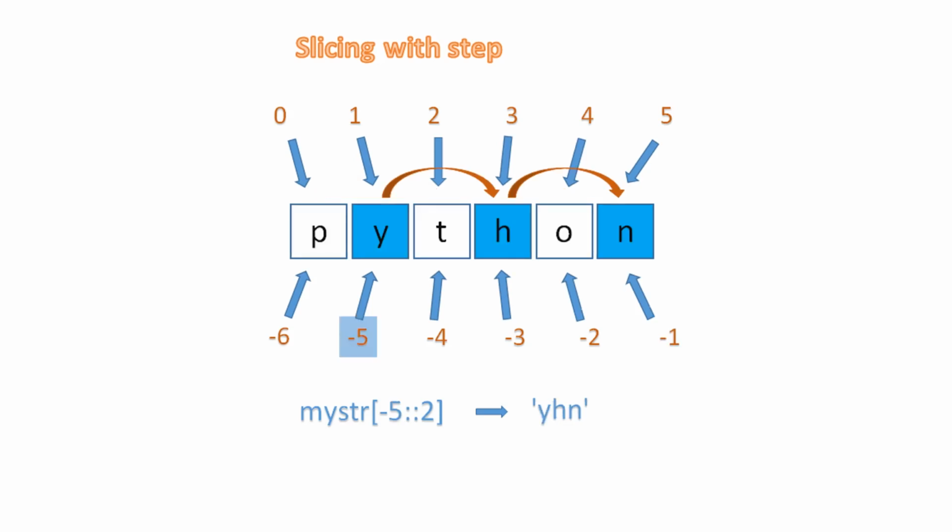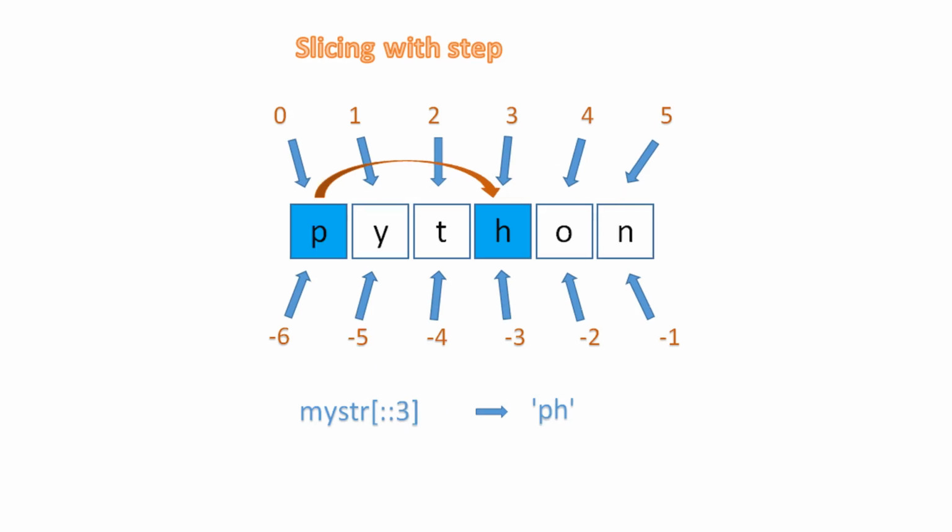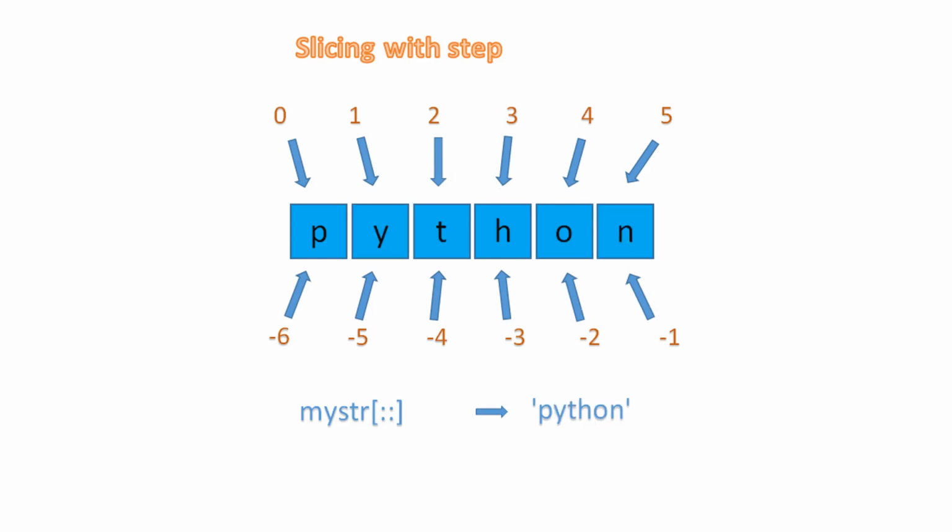In this example, start index is -5, end index is empty, and step is 2. So the output is YHN. What if both start index and end index is empty? In this example, both start and end index is empty, and step is 3. So the output is PH. In this example, start index, end index, and step all are empty. So it gets an entire string.